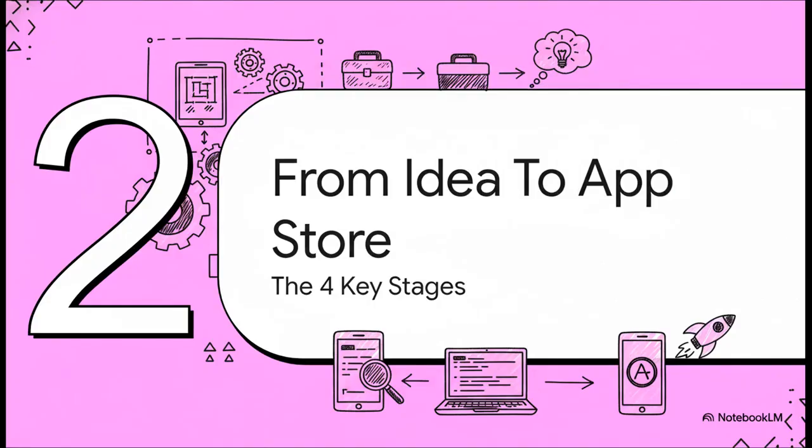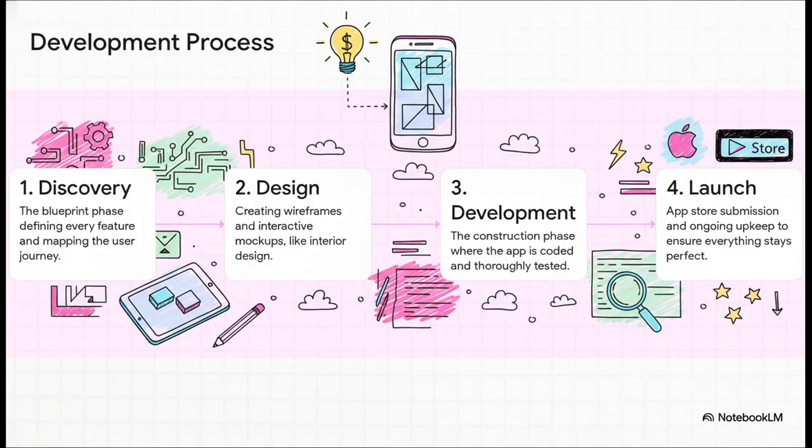Okay, so you've picked your technical foundation. Great. What does the actual building process look like? You know, the best way to think about it is like building a house. It's not chaos. It's a structured, four-stage process that takes you from a plan on paper to a fully built, ready-to-use product. It all kicks off with discovery, which is literally your blueprint. This is where you define every single feature and map out exactly how a user will move through your app.